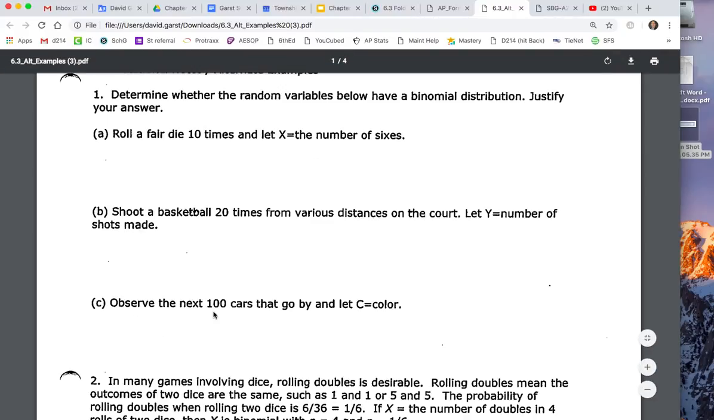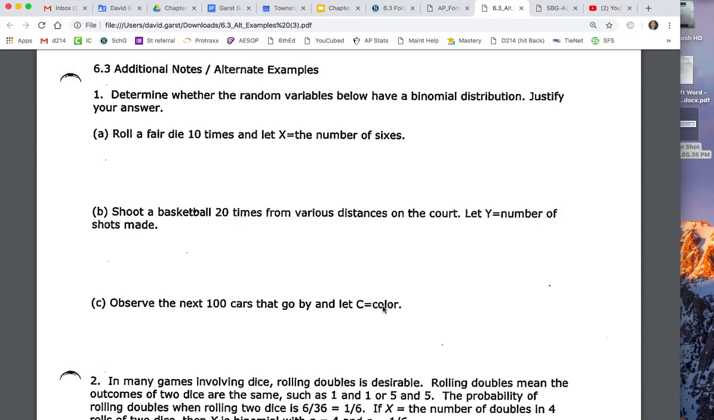It says, what if we observe the next 100 cars as they go by? Let C be the color. Is this a binomial situation? Is this binary? Is it independent? Are the number of trials fixed? And is the probability of success the same?